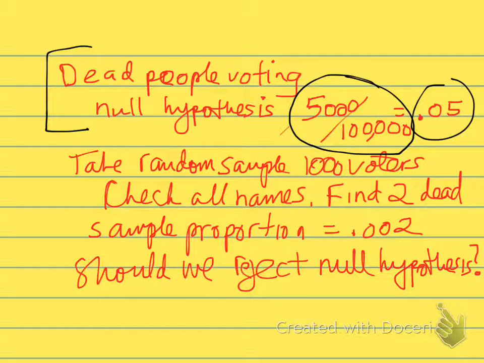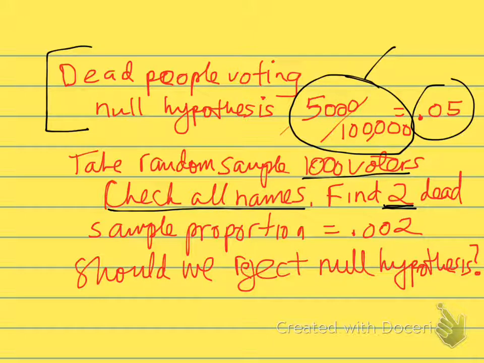So that's their assertion, that's their null hypothesis, and what we do is maybe we take a random sample of 1,000 voters and we check all the names of these 1,000 voters. And suppose that we find 2 dead, 2 out of 1,000. Look, we just did 1,000 and there's millions of voters. And in just those 1,000 we found that there were 2 who were dead.